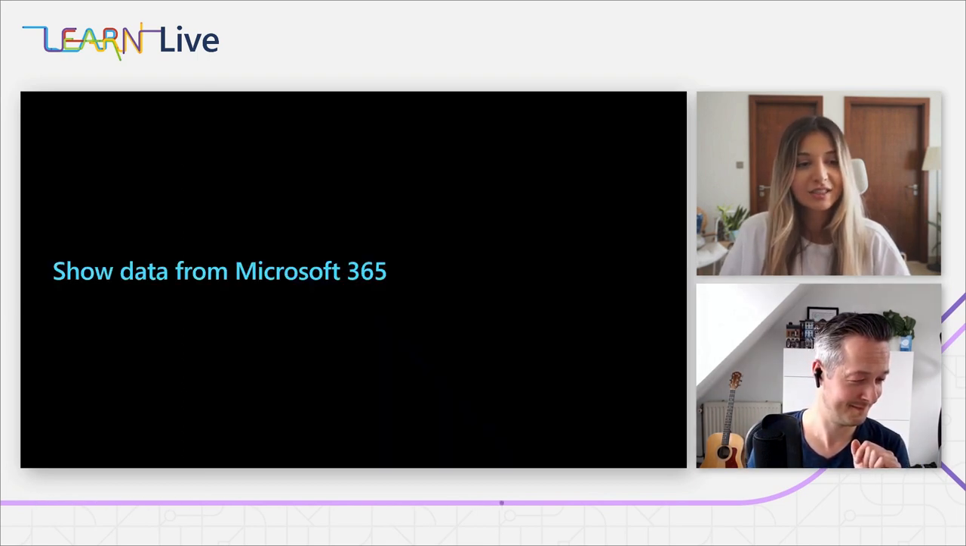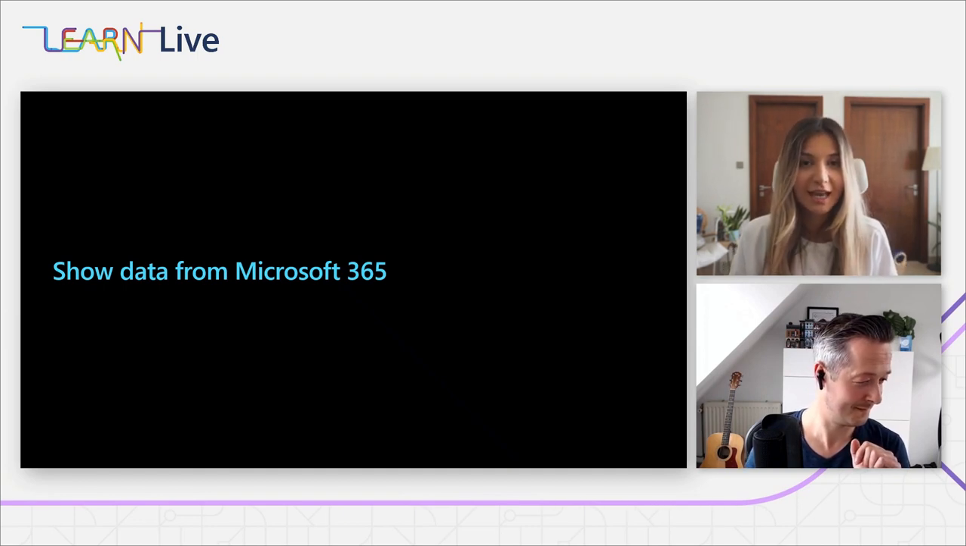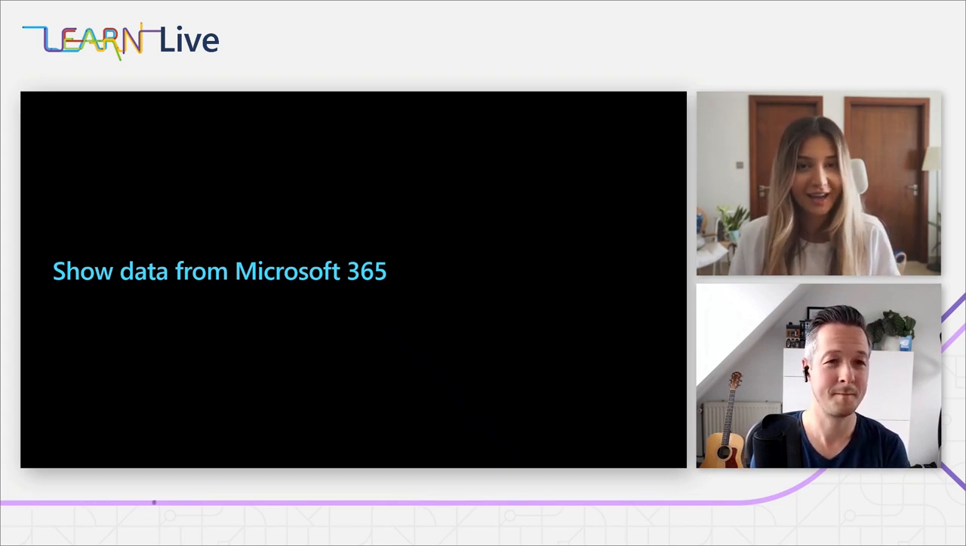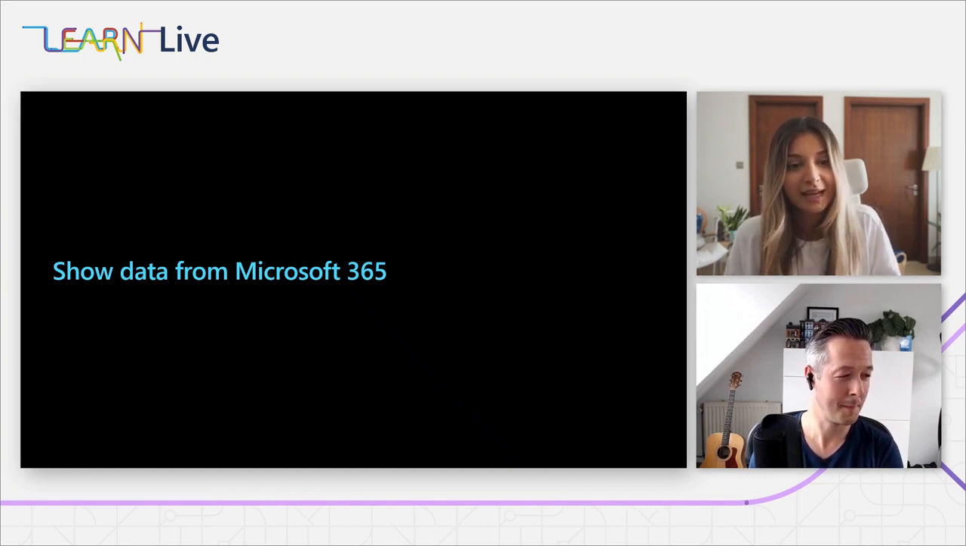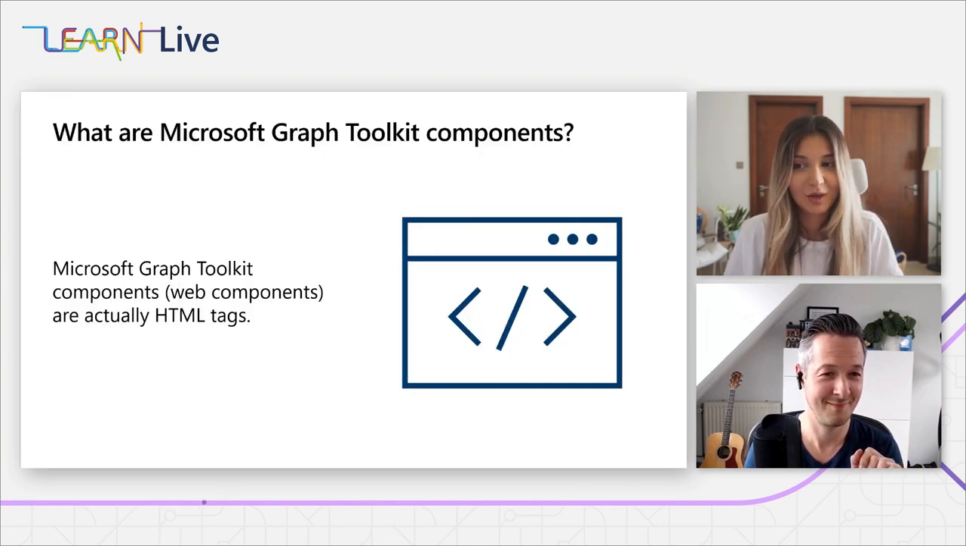Since we just saw how we can build the authentication as well as the sign-in button, of course, at the beginning we load everything from Microsoft Graph Toolkit in our HTML app. Let's move forward with the next stage, show data from Microsoft 365. How are we going to do that? And what is available in Microsoft Graph Toolkit as components?